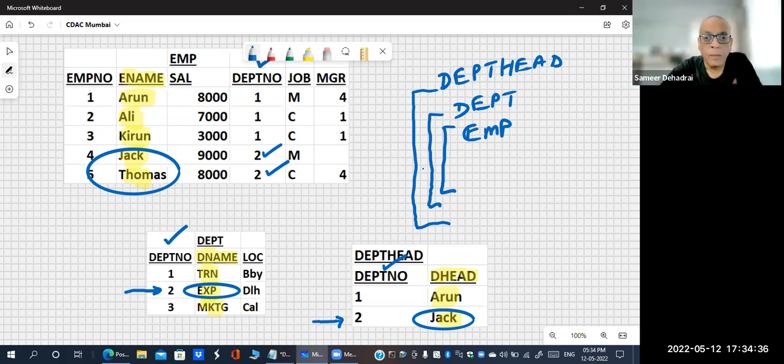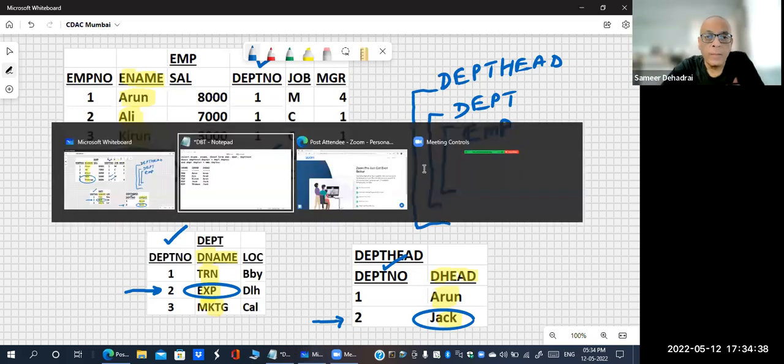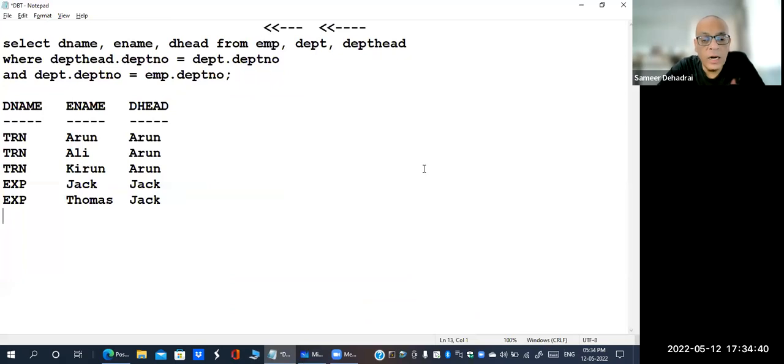In this way, I have joined 3 tables. In this way, you can join 3 tables, 4 tables, 5 tables. There's no upper limit on how many tables you can join. That depends on your requirement, how complex your application is.